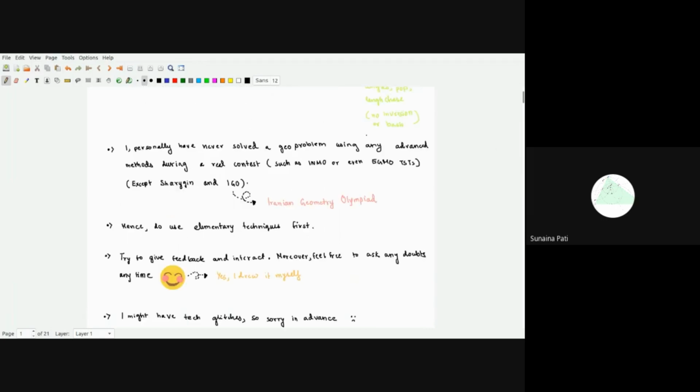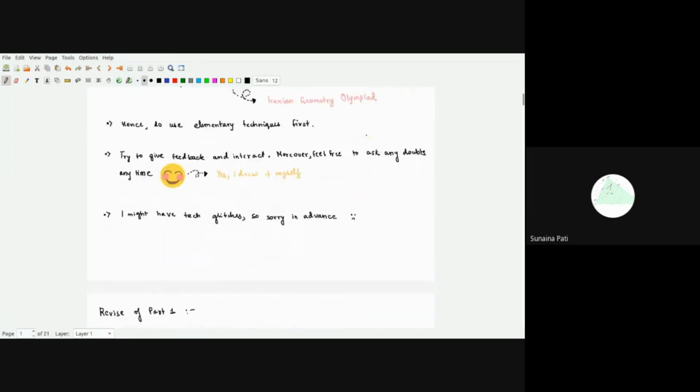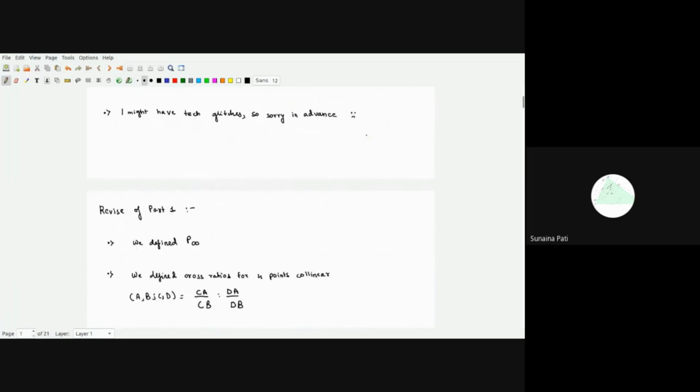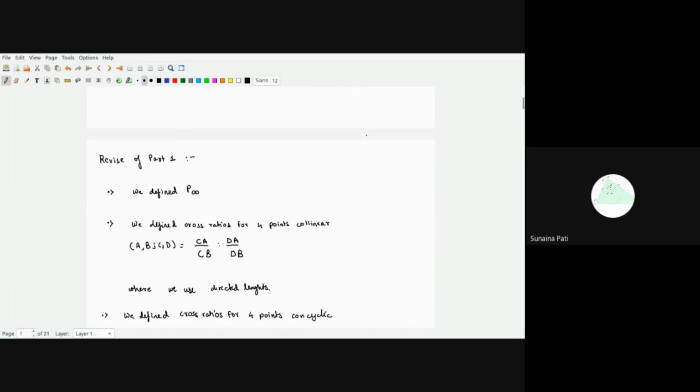Since this is part 2, let's revise what we did in part 1. In part 1 of the class, we defined what a point at infinity is. We defined cross ratios for four collinear points. Remember, the cross ratio for 4 points ABCD is defined as CA by CB is to DA by DB. That "is to" is like the division symbol, but we write it this way because it's kind of like the norm.